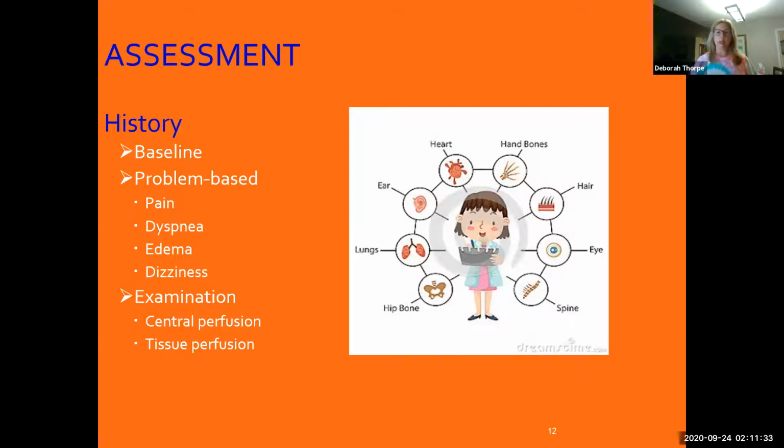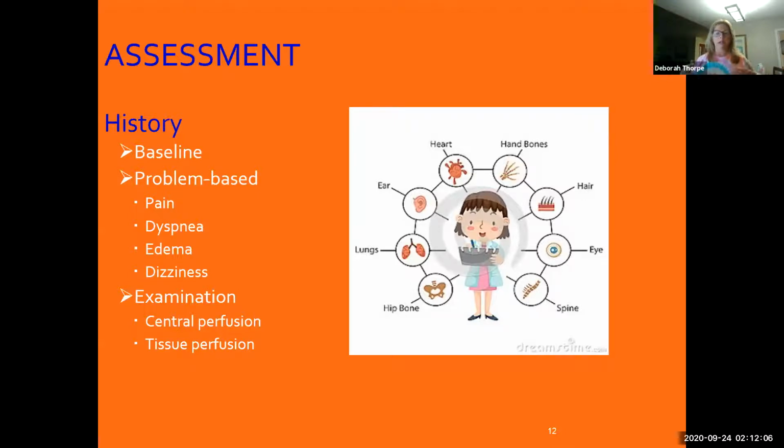Dizziness: during assessment, ask focused questions to learn when the dizziness occurs and what the aggravating or relieving factors are. Examination of central perfusion: you can note changes in the vital signs such as hypotension or tachycardia. Assess for orthostatic hypotension: take the blood pressure in 3 positions, lying down, sitting, and then standing.